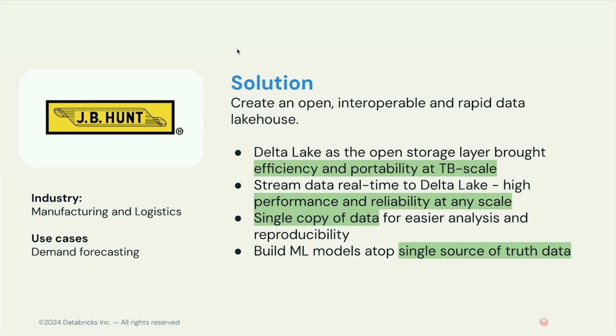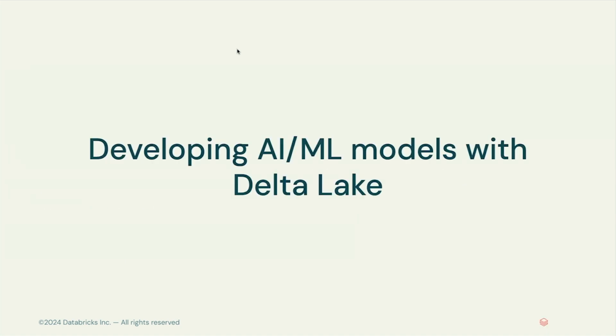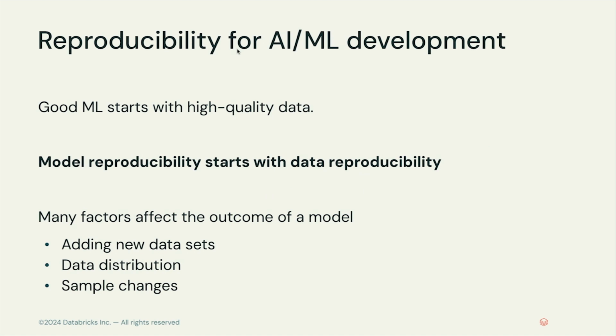And so they were able to stream data real-time into Delta Lake and then get high performance and reliability at any scale. Again, with a sort of single copy of data, and then they were able to build ML models atop this single source of truth. And so the outcome here is 99.8% faster freight recommendations and 2.7 million in IT infrastructure savings. And I'll actually talk maybe a little bit about what that looks like.